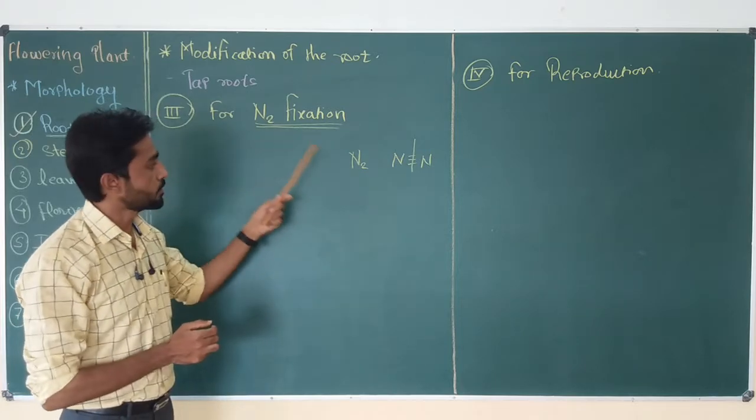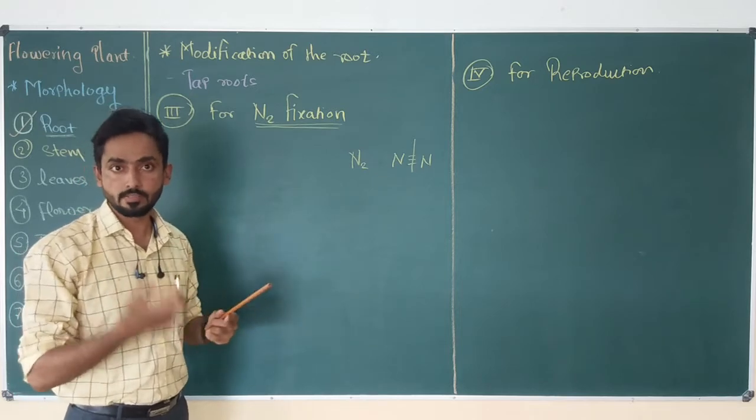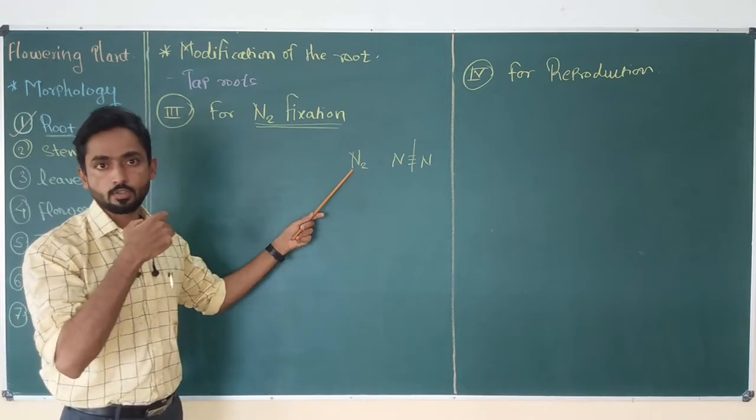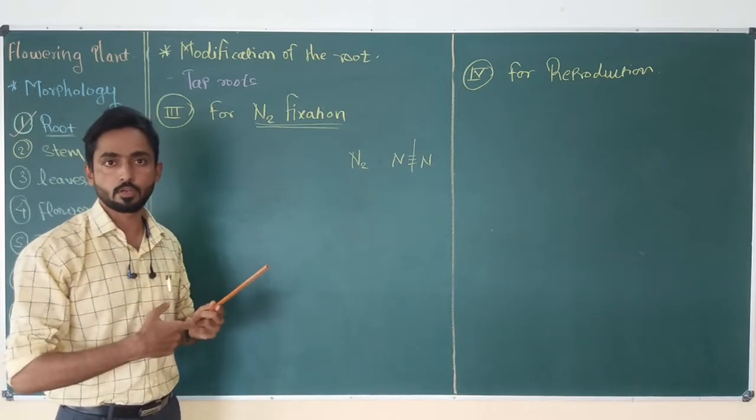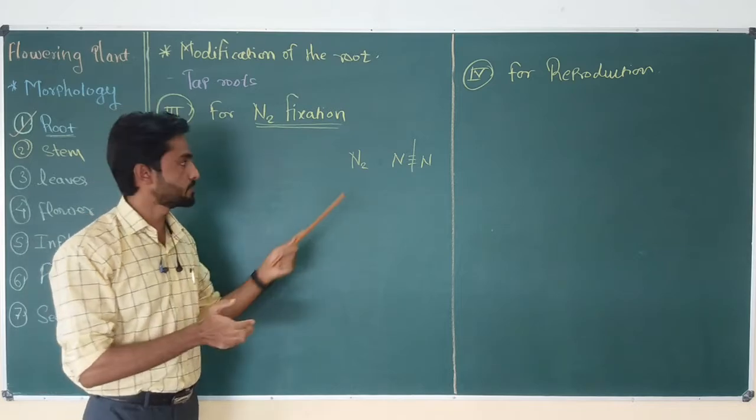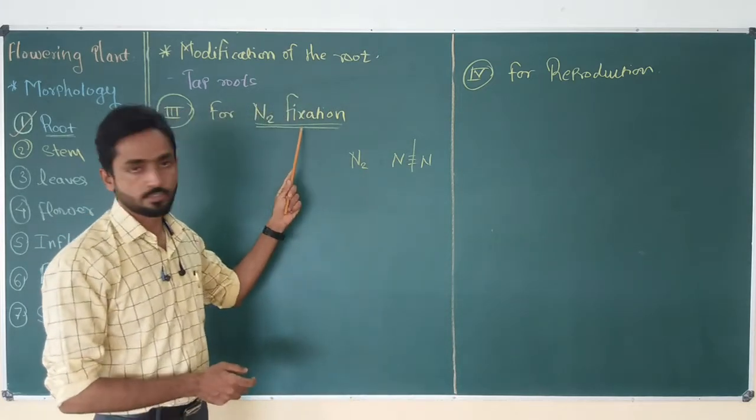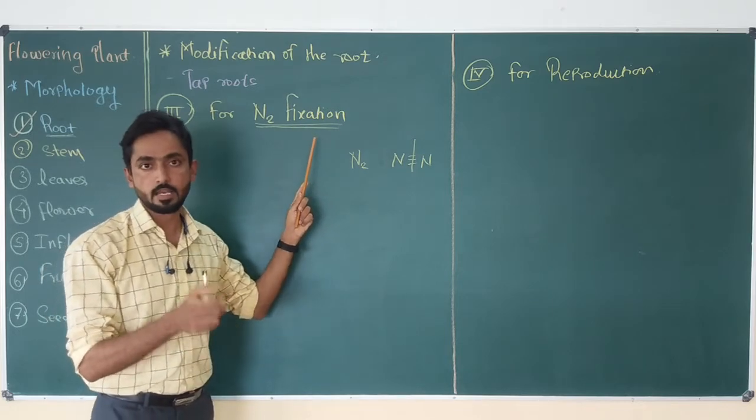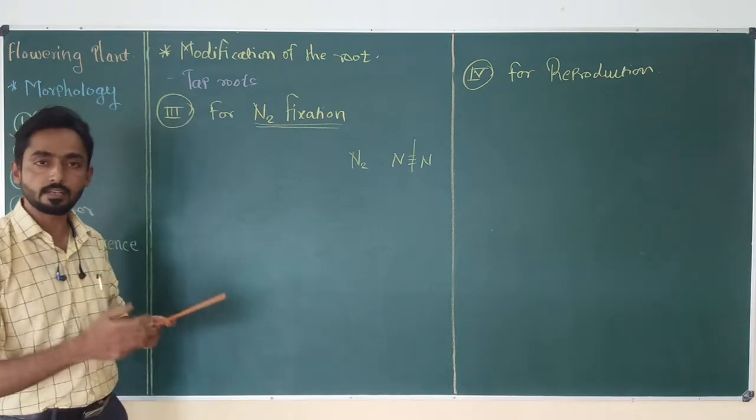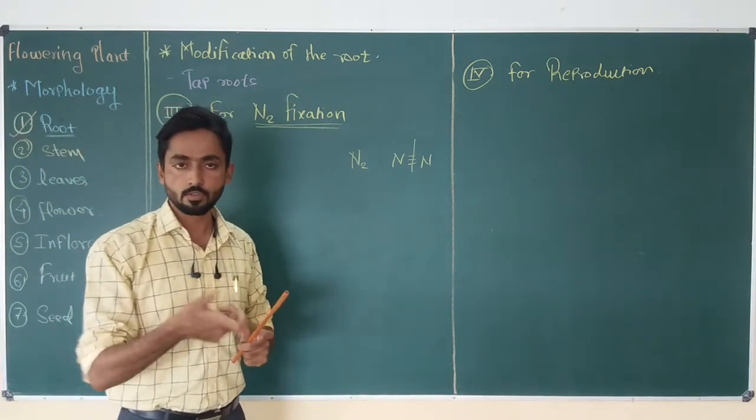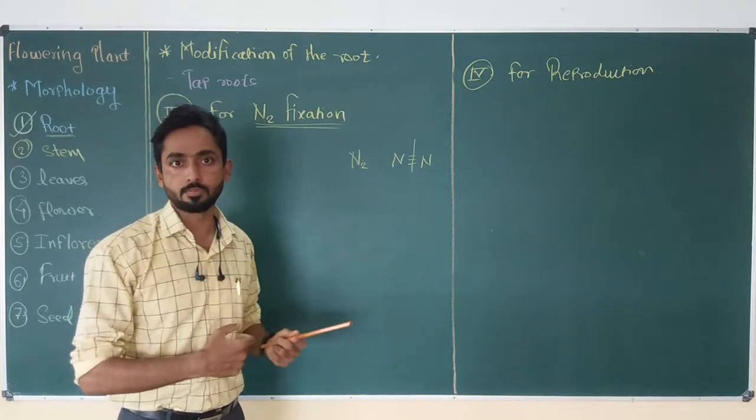Plants are unable to take this nitrogen directly from the air, so someone has to fix this nitrogen, or convert the nitrogen into nitrate or ammonia, so that it can be directly absorbed by the plant. The process of conversion of this unavailable form of nitrogen into an available form is called nitrogen fixation. And for the nitrogen fixation purpose, the plant modifies its taproot. So first we are going to discuss how exactly this taproot gets modified so that the plant will take this nitrogen directly from the soil.